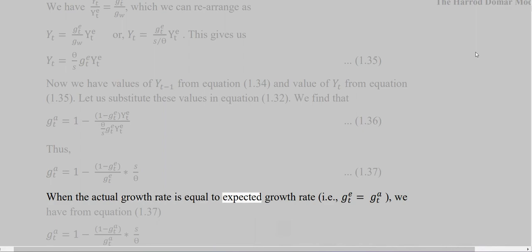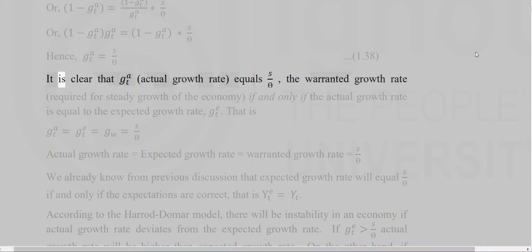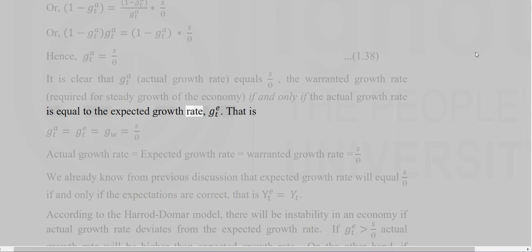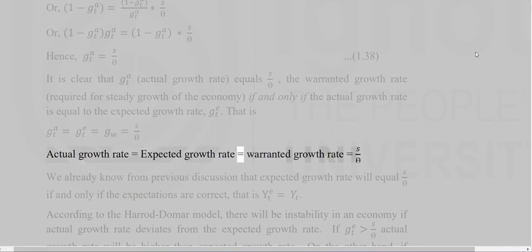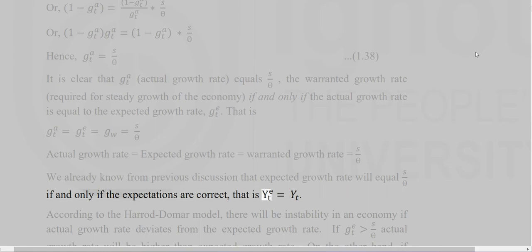When the actual growth rate is equal to the expected growth rate, we have from equation 1.37 the following. Hence, g equals g_w. 1.38. It is clear that the actual growth rate equals the warranted growth rate required for steady growth of the economy if and only if the actual growth rate is equal to the expected growth rate. That is, g equals g_e equals g_w. Actual growth rate equals expected growth rate equals warranted growth rate. We already know from previous discussion that the expected growth rate will equal g_w if and only if the expectations are correct, that is Y expected equals Y.